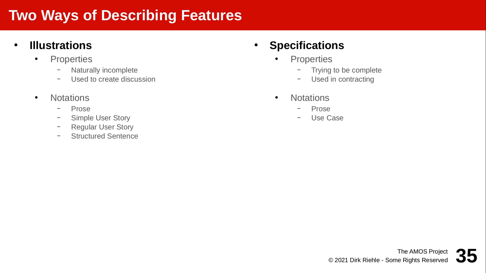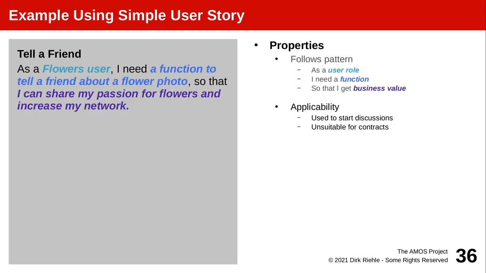So a traditional specification can be done using prose and UML use cases. An illustration can also be done using prose, but also can be done using user stories, the simple ones we use following the sentence template, or more lengthy ones using prose, regular user stories that actually describe the steps people take and so forth. There are various other forms of structured sentences to illustrate, but not completely specify, a desired feature.